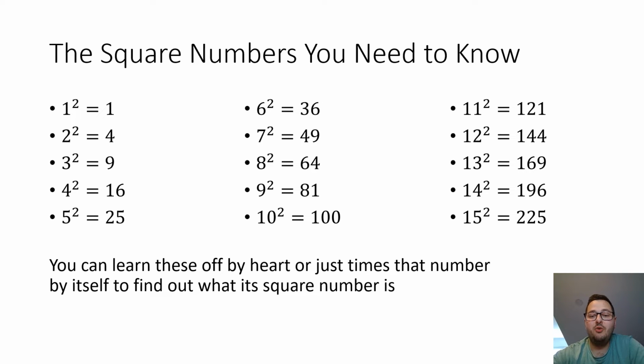These are the square numbers that you need to know. You can learn them, or you can always just times them out if you're in an exam or doing a test. But these are the main ones that you'll need to know for GCSE.